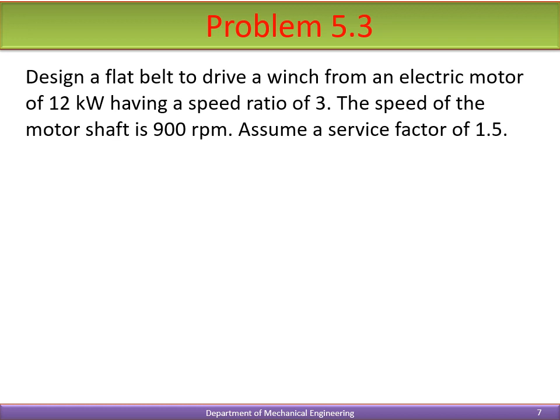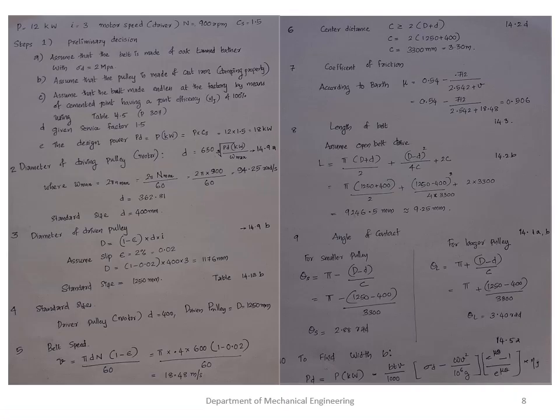First we have to note down the given parameters. The power is given as 12 kilowatt, and i is equal to 3, which is the speed ratio. The motor speed of the driver, n, is equal to 900 rpm, and Cs is equal to 1.5. Let us go to the solution of this problem. This is a standard procedure used for solving belt problems.